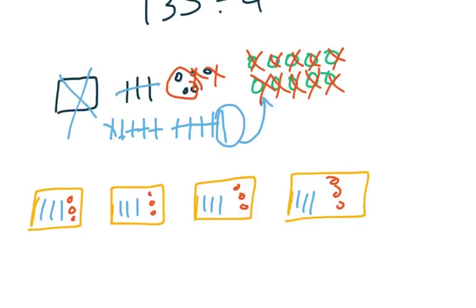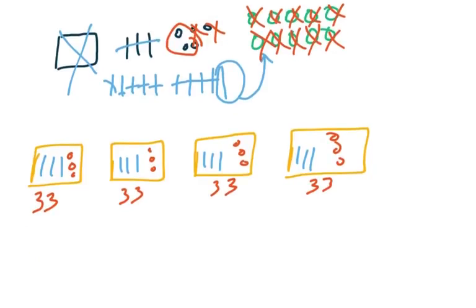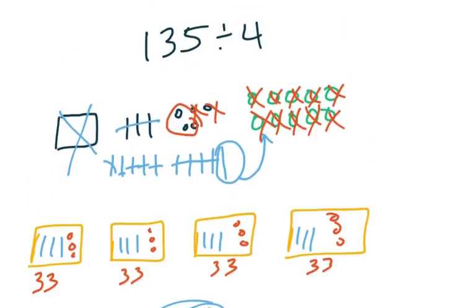What I have in each group is 33. Each group has 33. And then I have, we'll do this in another color, blue, 3 that are left over, which are going to be my remainder of 3. So now let's look at that with the long division algorithm and exactly what we did.